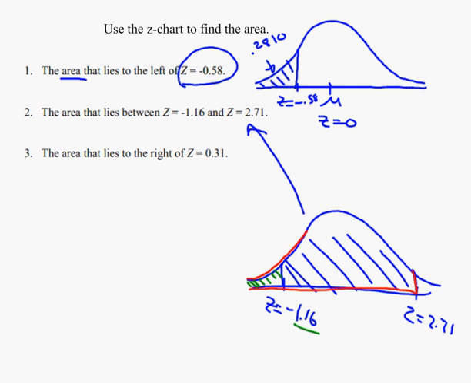We could also get this whole red area. And that's the same thing. You'd look at the chart, but you look at z equals 2.71, and you get answers for those things. So that's just like what we looked up before. So the red area is 0.9966.